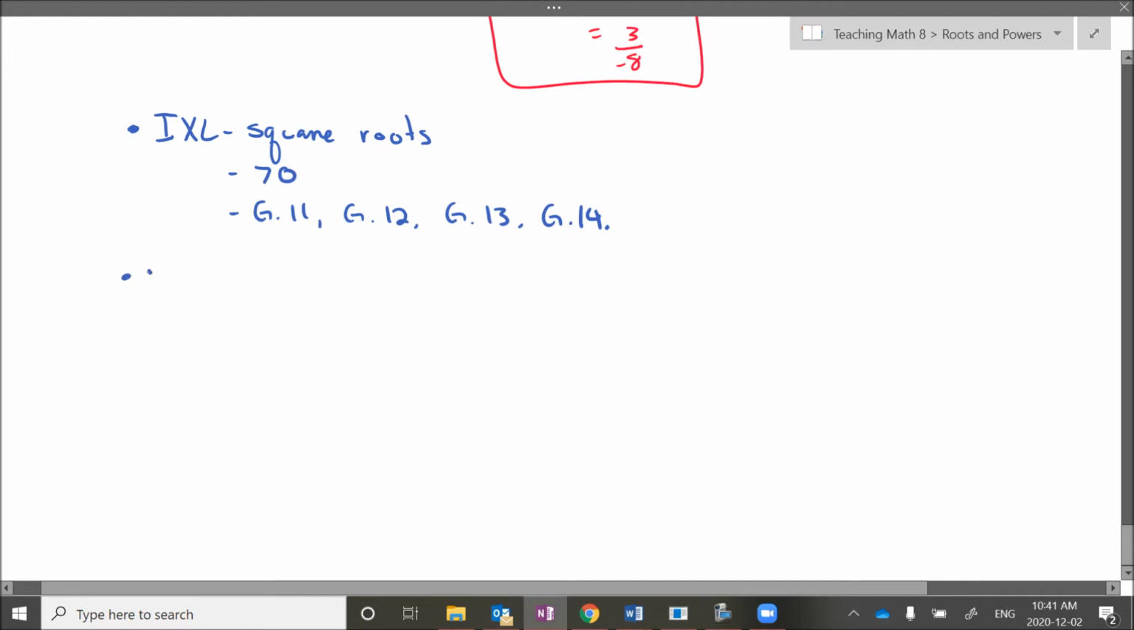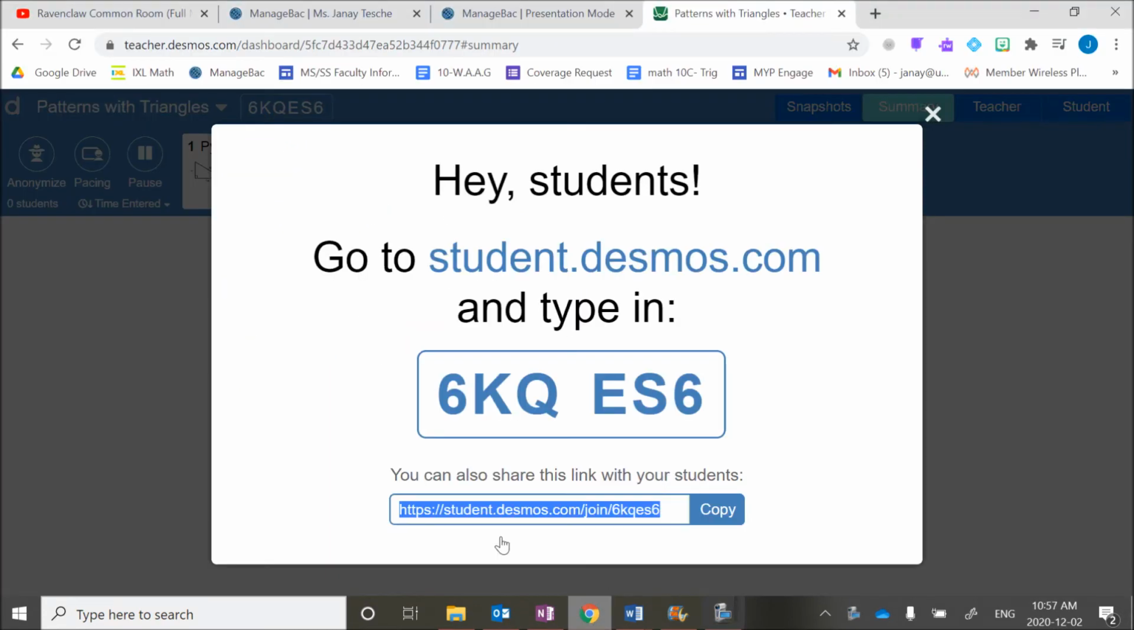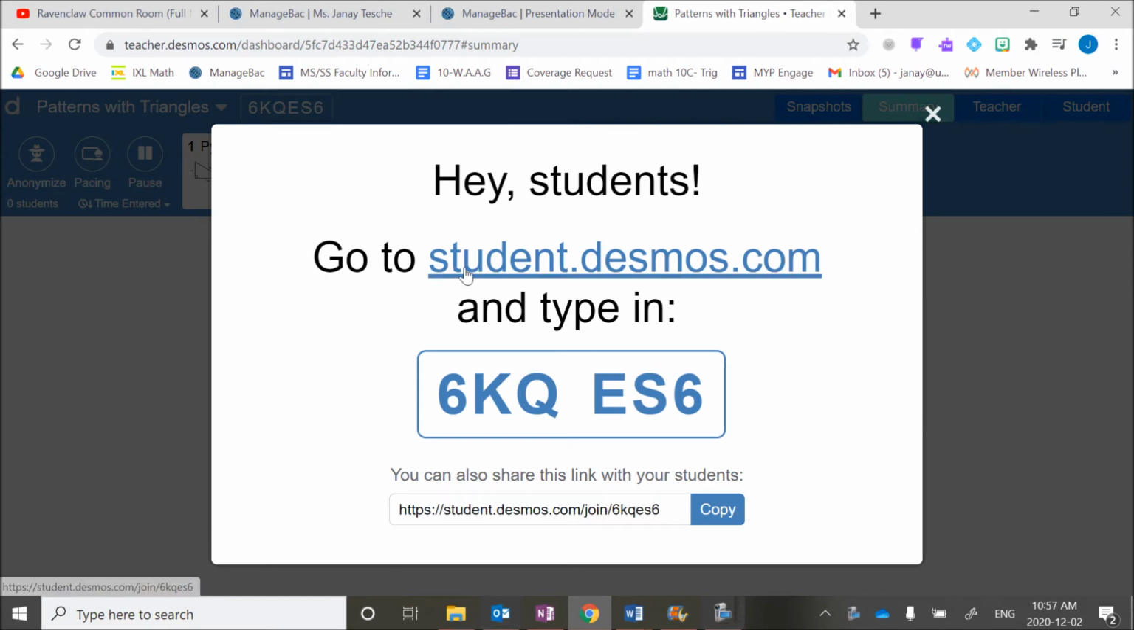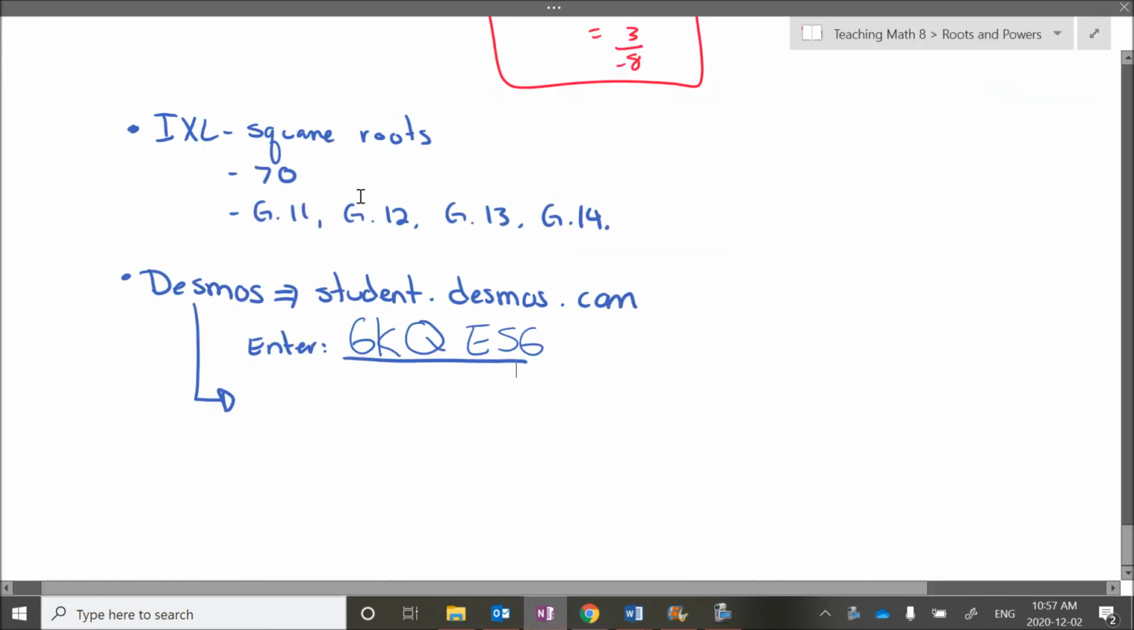Once you're done that, you're going to go to Desmos. Go to student.desmos.com, and then enter a code. The code you're going to enter is 6KQ space ES6. Here's the visual that goes with Desmos. So remember, for the rest of the class, you're first finishing those IXL square roots from our last day. Then you're going to go do Desmos.